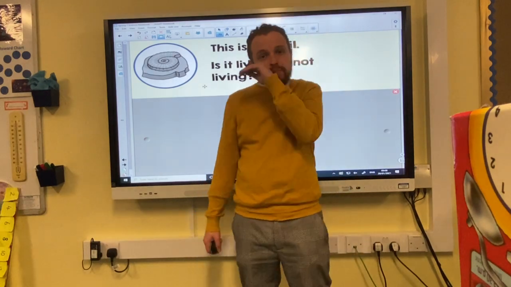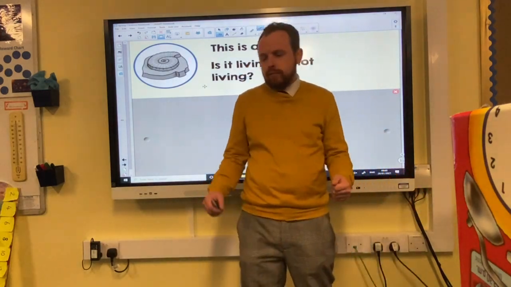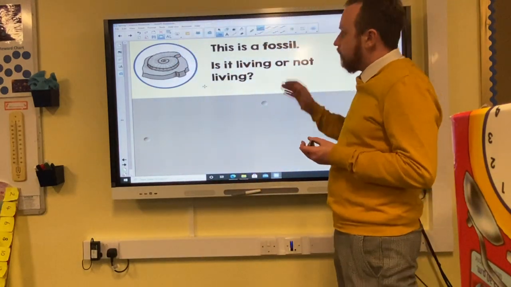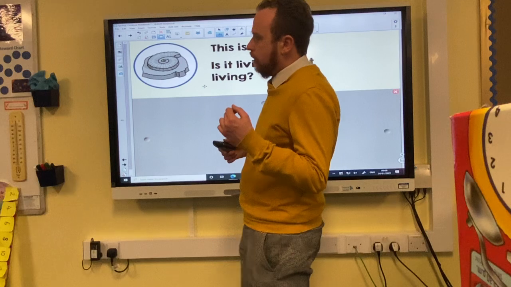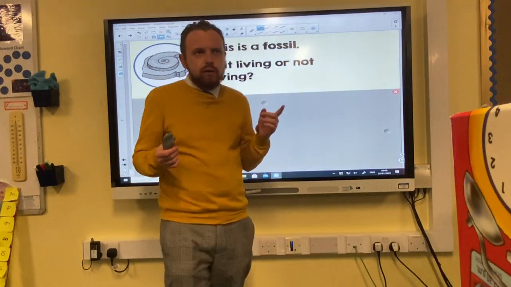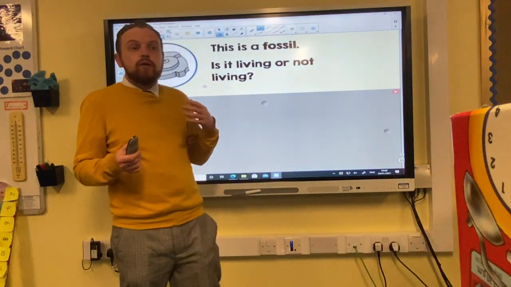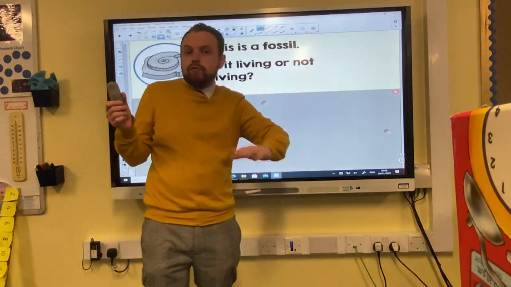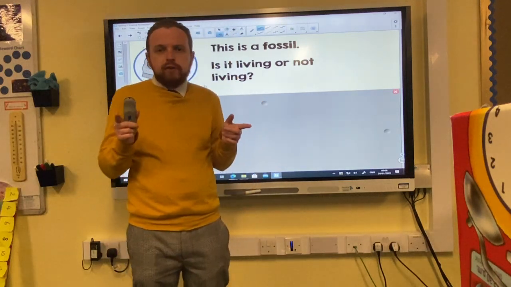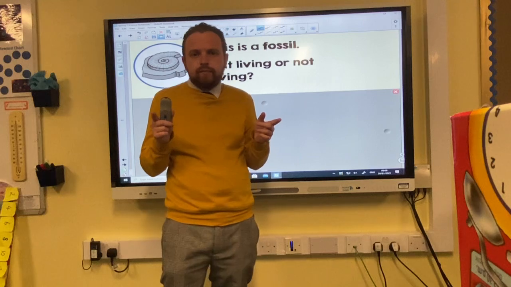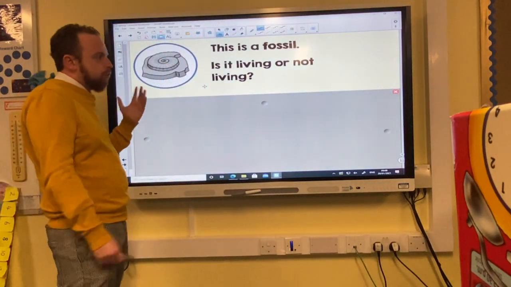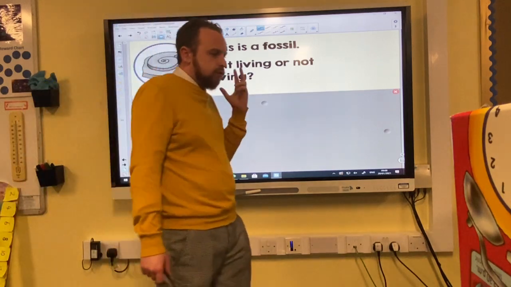So to get us warmed up, here's what I want you to think about, and it's something we discussed in the last science lesson. Alright, so this is a fossil. Is it living or is it not living? Just have a think. You might want to pause now, especially if you've got somebody with you to discuss this with. If not, that's fine though. Just have a think and hit pause now. Okay, so what do we think then? We've got a fossil. Is it living or not living?